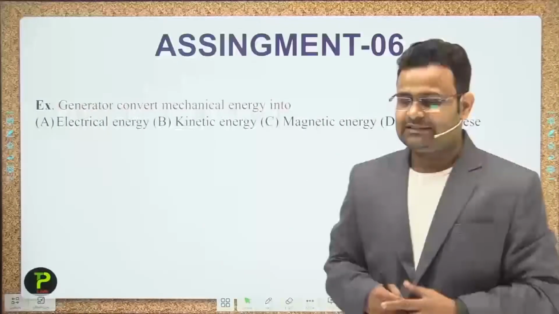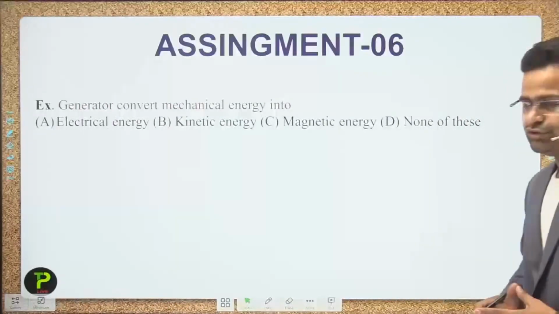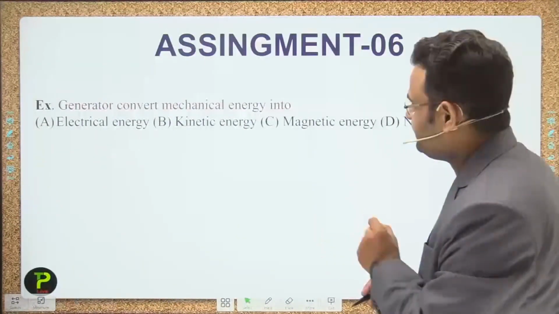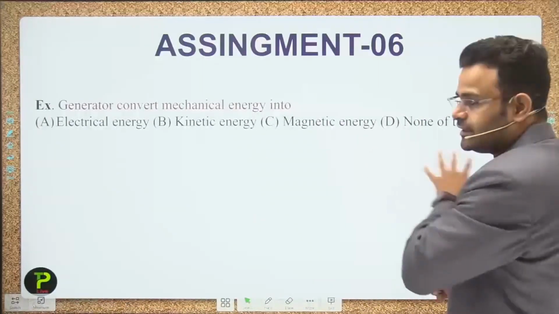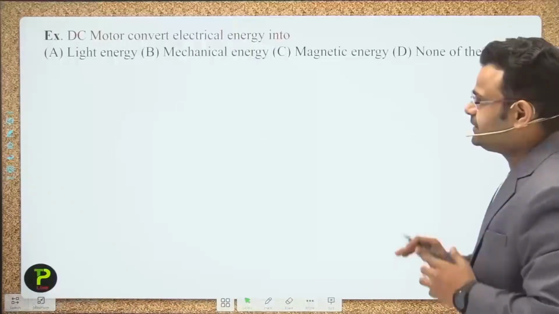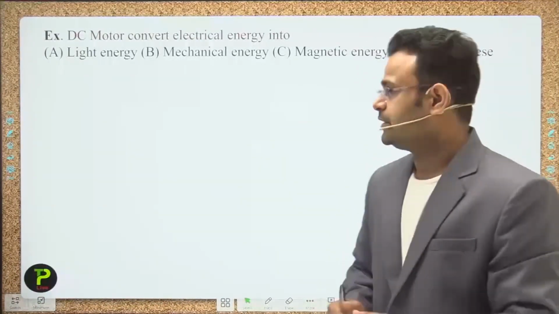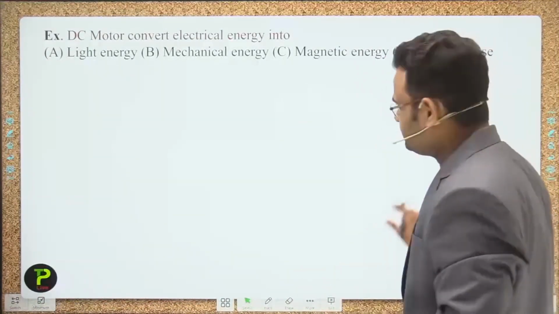So guys, it is assignment time. Write down the questions in your copy fast. First question: a generator converts mechanical energy into what? Choose the right answer. After that, the next question: a DC motor converts electrical energy into what? Choose the correct answer.